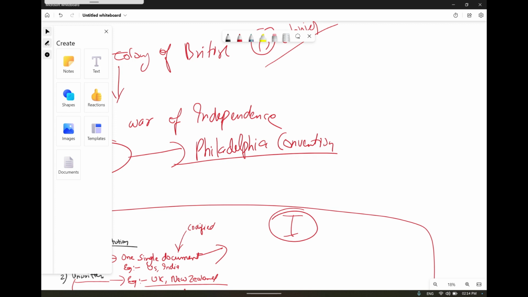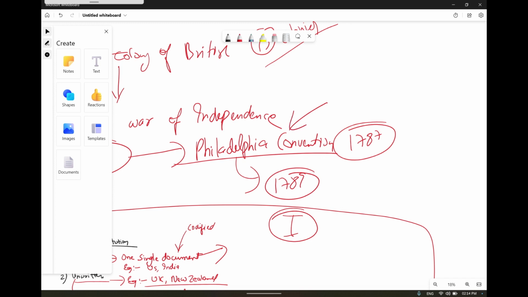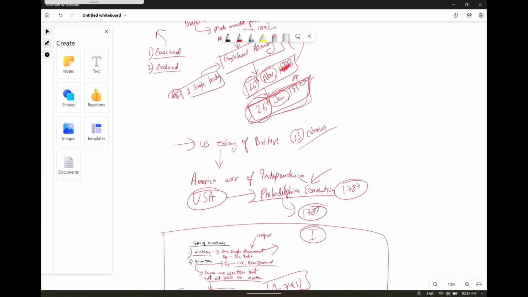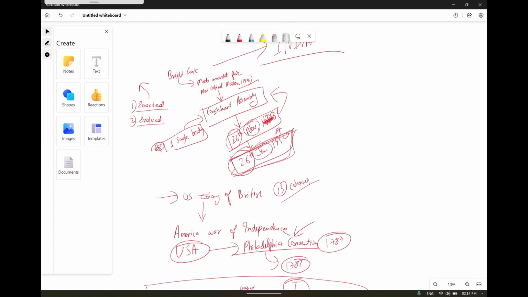The 13 colonies all came together through the Philadelphia Convention in 1787, and thus they formed the constitution, which was enacted in the year 1789, and thus one single body was involved in forming the constitution. That's why the American constitution is also called an enacted constitution. So now we understand the story of how an enacted constitution forms. One single body should be there to frame the constitution, and then we call it an enacted constitution.